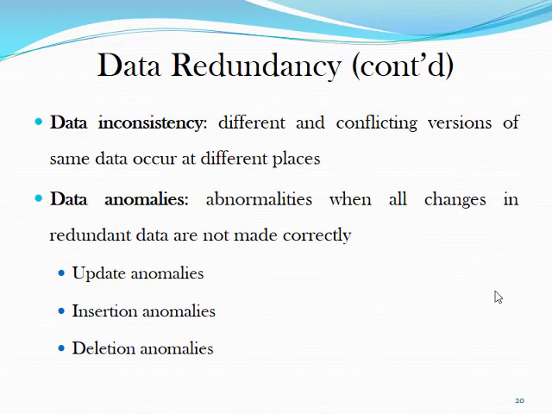There may be different anomalies, like update anomalies, which means updating our record. Then insertion: if we have some new data and want to input it into the database, how can we do it? We don't have a clear definition of how to input it in the database. Those are the issues in data redundancy, as well as for data deletion: which record should we delete first? So those sorts of complexities are there. Okay, let's move to the next slide.